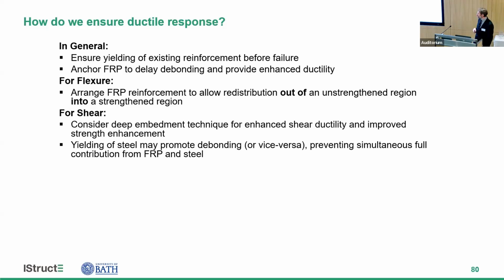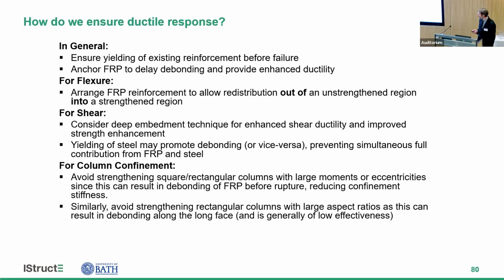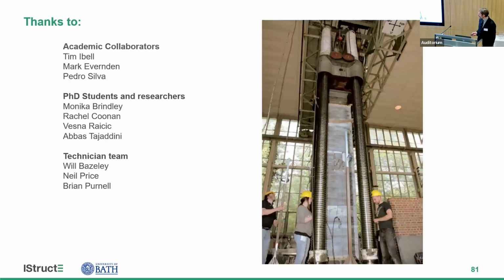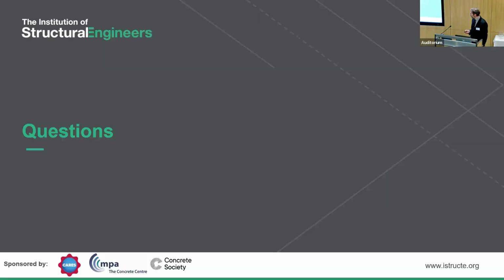For shear, consider deep embedment technique for enhanced shear ductility, because yielding of steel might promote debonding or vice versa, and prevent that simultaneous full contribution from the steel and the FRP. And then for column confinement, avoid strengthening square and rectangular columns with large moments or large eccentricities of load. And similarly, with those columns with large aspect ratios, you get a sort of similar effect where it's not very efficient. So I need to thank all my collaborators and PhD students and the technical support that we've had on all of that testing. But thank you very much.